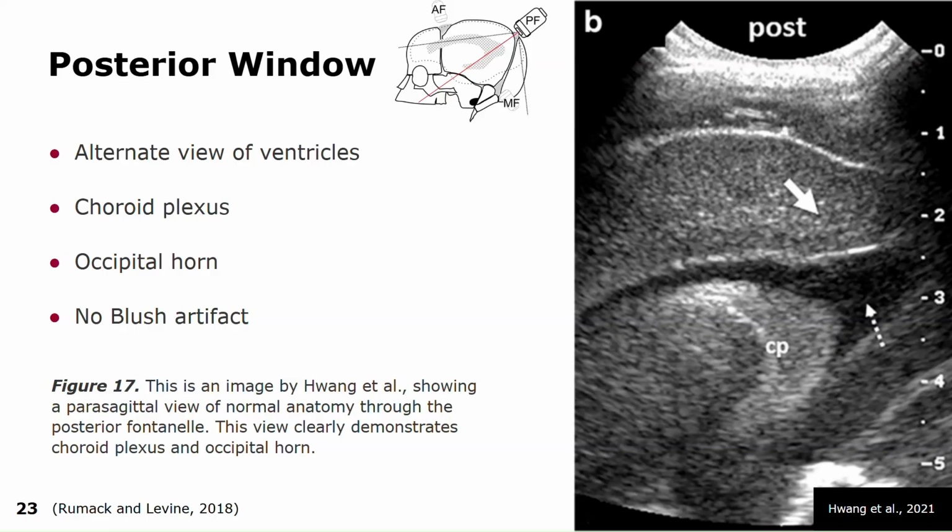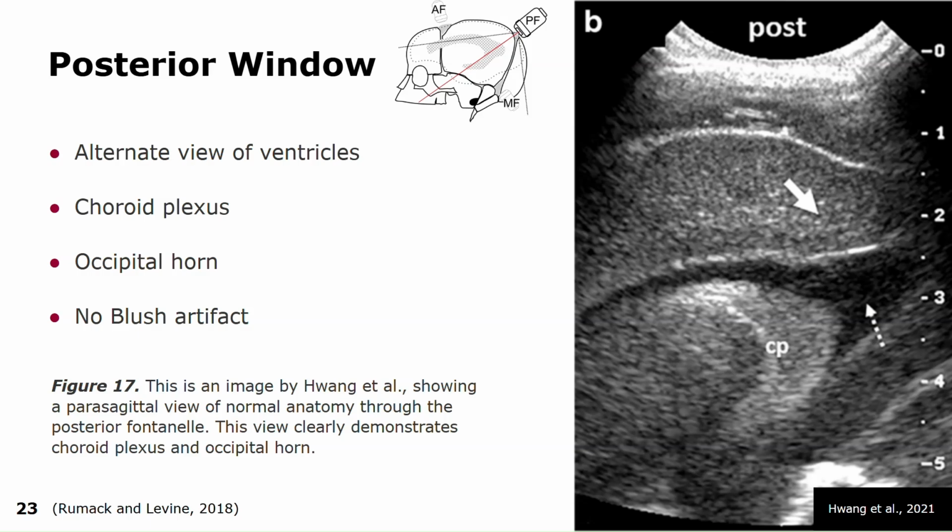C. Sagittal image of the left lateral ventricle. The posterior fontanelle offers a better visualization of the choroid plexus and occipital horns of the lateral ventricle. This is an image by Huang et al. showing a parasagittal view of normal anatomy through the posterior fontanelle. This view clearly demonstrates the choroid plexus and occipital horn.